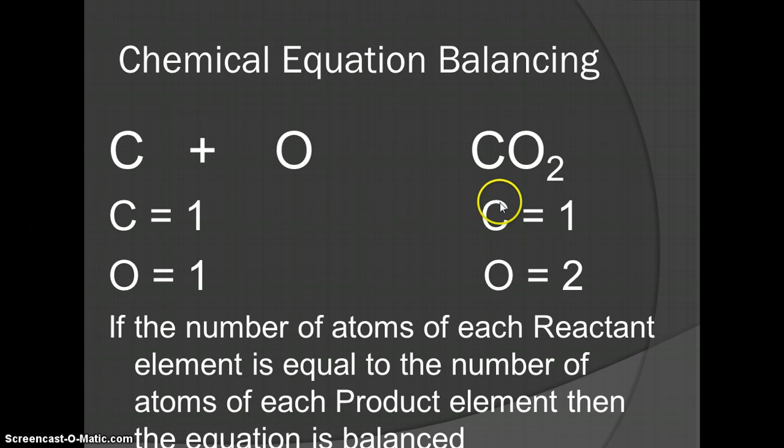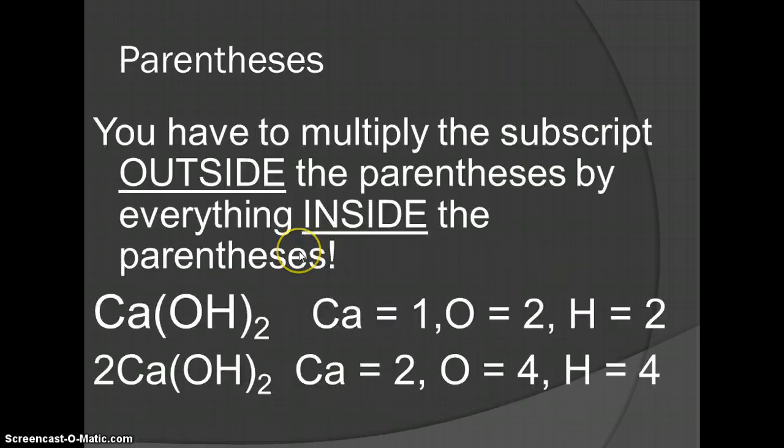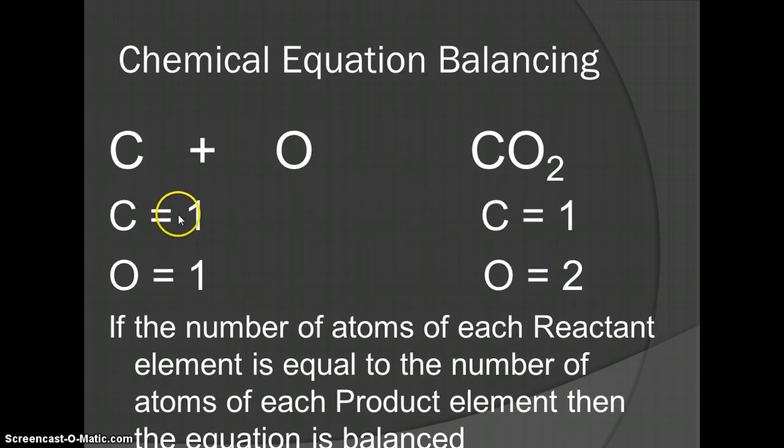Then I go over to the product side. I write down the elements I see there, C and O, and I write down how many atoms of that element I see. For C, there's 1, and for O, there's 2. If the number of atoms on each of these sides match, that means it is balanced. So in this case, you have 1 and 1 and those match, and 1 and 2 do not match. So this chemical equation would be considered not balanced.